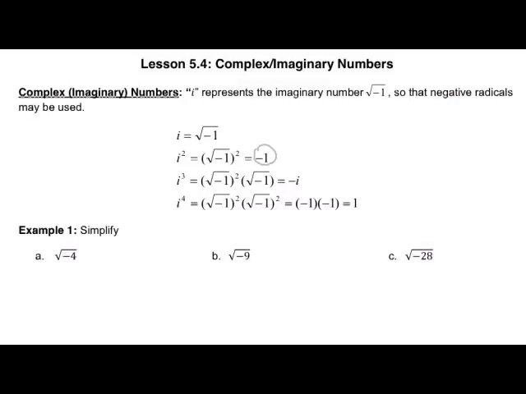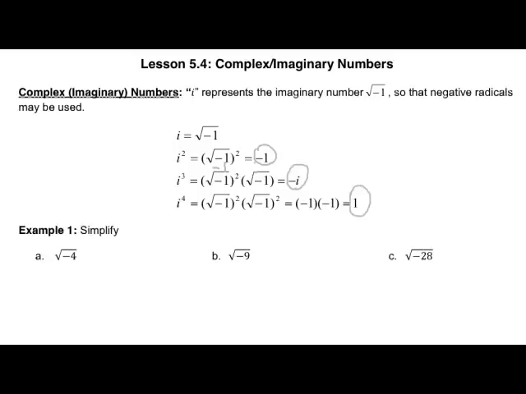So if we do i cubed, we're going to do the same thing. i cubed is the same as the square root of -1 squared times the square root of -1. So we know that this first part here is -1. So this is -1 times i, which is -1i. So we can simplify multiples of i. So then i to the fourth is the same thing. So we have the square root of -1 squared and the square root of -1 squared as well. If we square those, they're each equal to -1. So -1 times -1 is 1.